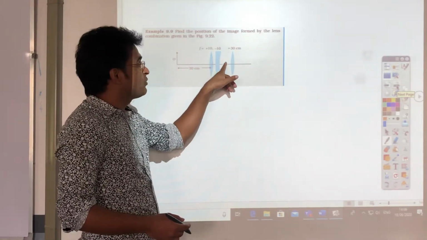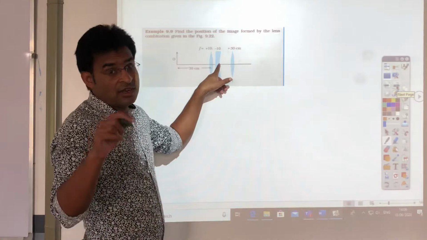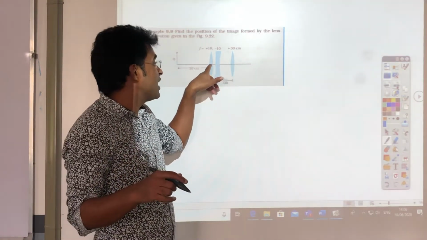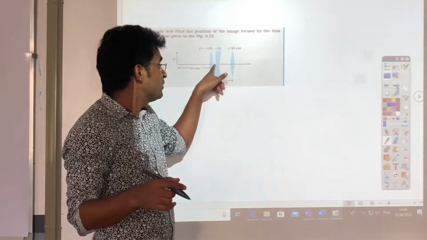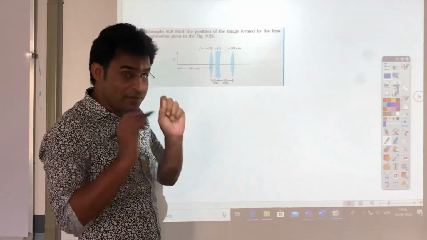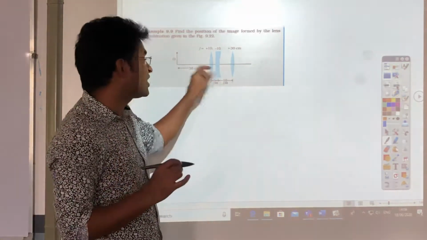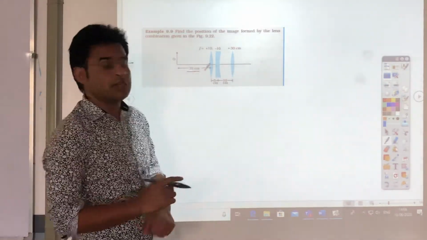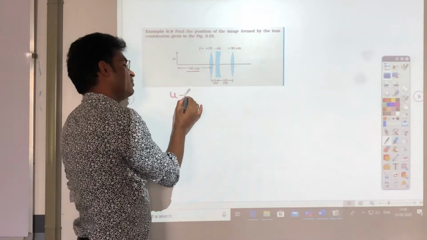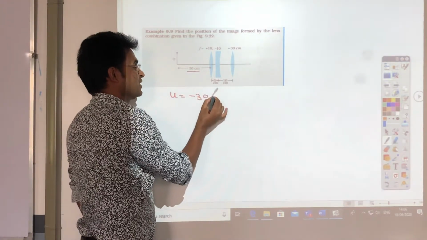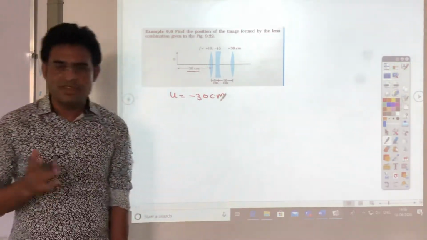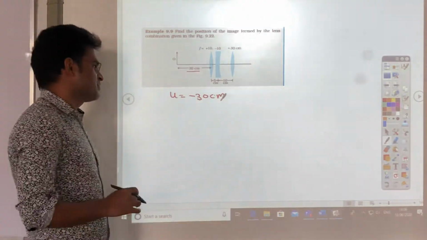So if I have to find the image by the last one, first I have to find the image by the second one, and before that I have to find the image by the first one. So first I'll find the image by the first lens. What's the object distance for the first lens? If you see the question, the object distance is 30 centimeter. So u is equal to minus 30 centimeter. Why minus? Because it's a real object, and real object distance is negative.